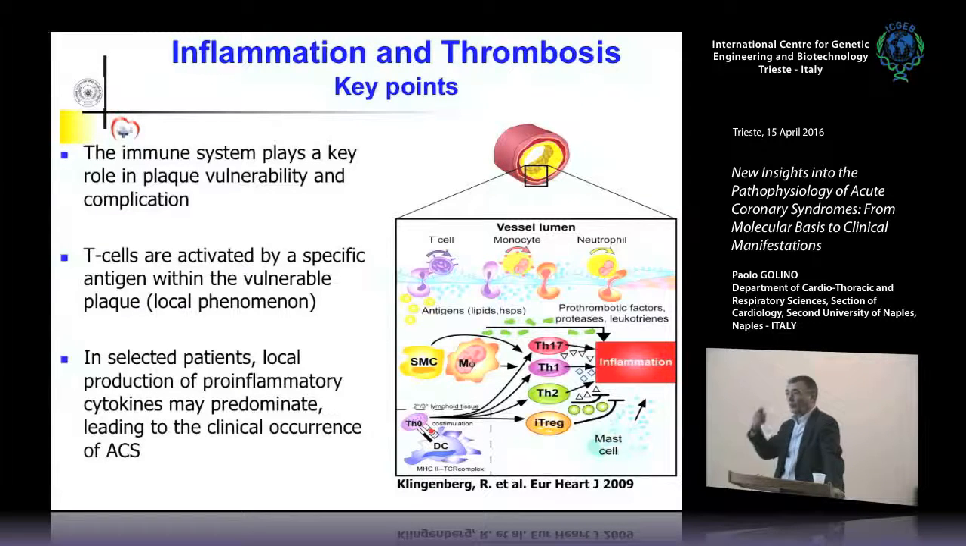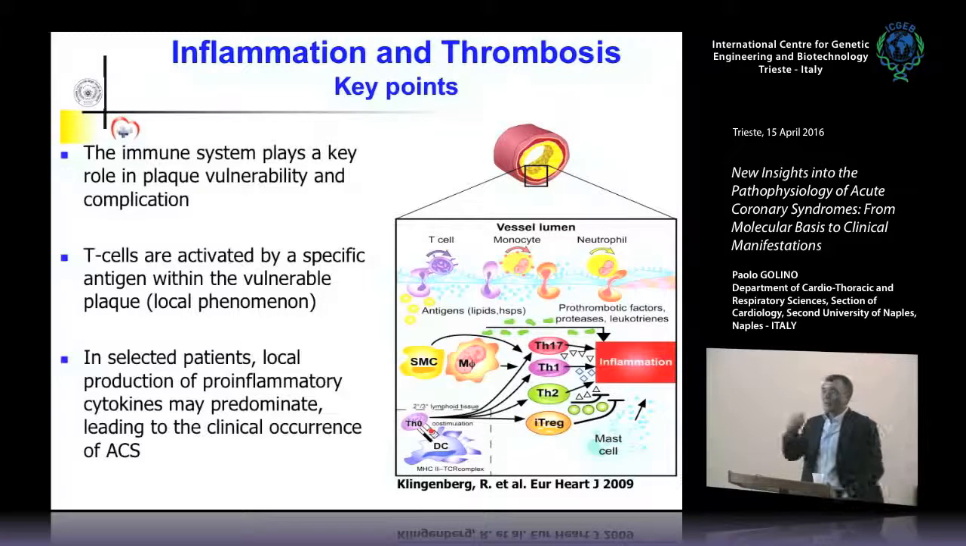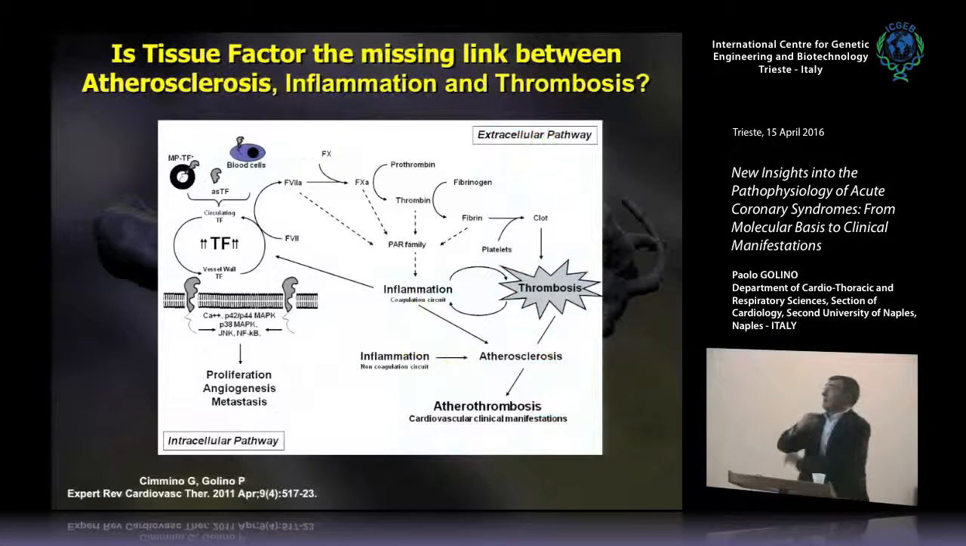What we see systemically, what we measure by measuring CRP levels, probably reflects the inflammation at the site of the vulnerable plaque. And in selected patients and in selected plaques, local phenomena such as local production of pro-inflammatory cytokines may predominate, and this may contribute to the occurrence of a clinical episode of acute coronary syndrome. At the moment, we cannot tell which plaque is going to give problems, but probably in the next few years, we can refine our non-invasive imaging such that we will be able to detect non-invasively a vulnerable plaque.